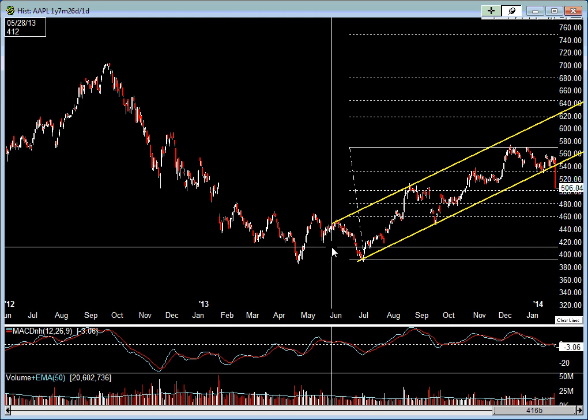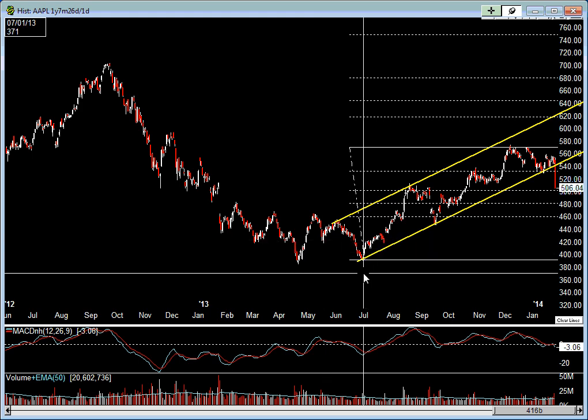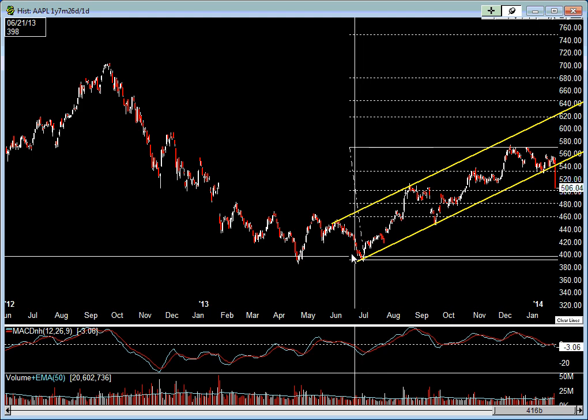Now, I know a lot of people are kind of disgusted with Apple, the way that it's getting played around, but that's the way it is. The market will frustrate the heck out of you, and until you capitulate, then it will go and do what you want it to do.